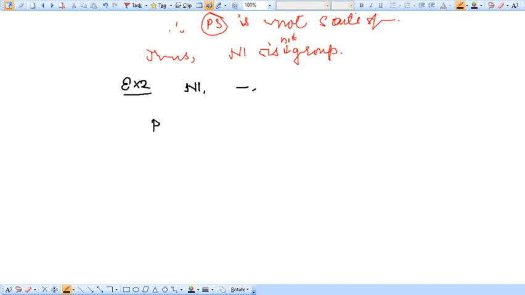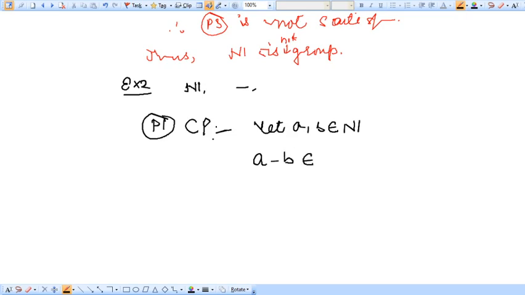Property number 1, which is closure property, CP, I'm going to write for this, but you need to write it fully. So for closure property, let us take two elements from natural number N. As we know from basic mathematics, a minus b may be natural, may not be natural. It is not natural always. So the first property has been violated.